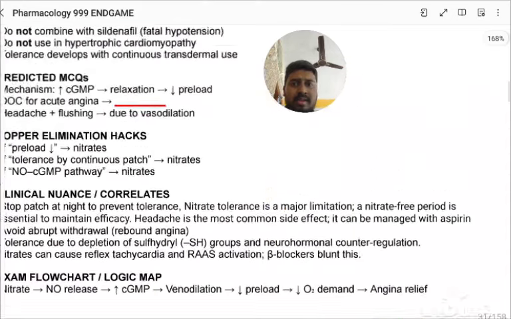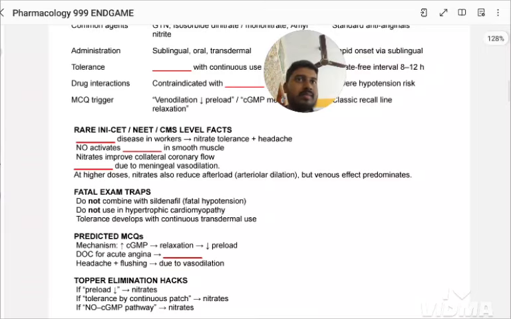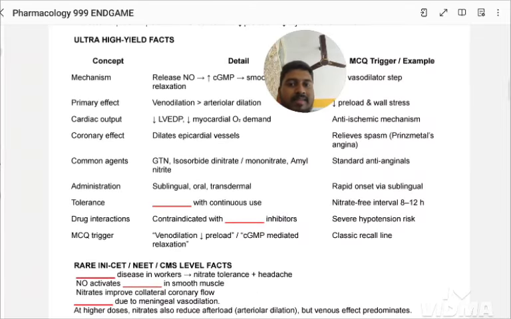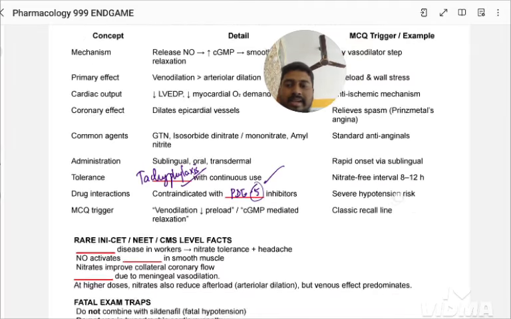Okay, so let's go to the questions. First question is, tolerance dash develops with continuous use. We call it tachyphylaxis. Tachyphylaxis is the tolerance that develops with continuous nitrate use. What are the drug interactions? It is contraindicated with which inhibitors? PDE5 inhibitors, which is sildenafil.